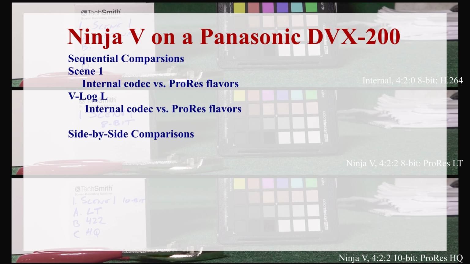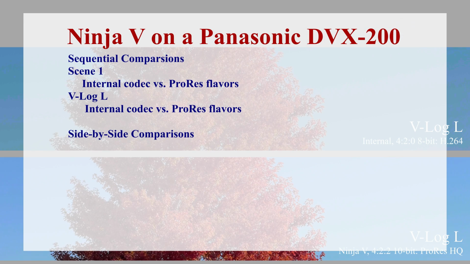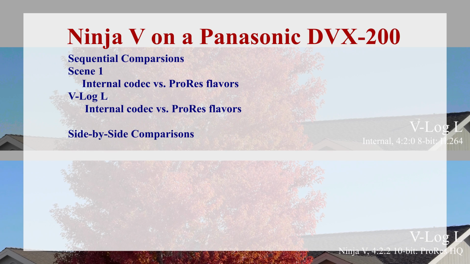Then we'll look at some side-by-side comparisons. And lastly, we'll do a set of real-world comparisons that I think are quite useful, using a blue sky and red leaf tree as the subjects, allowing us to test color, dynamic range, and color banding.